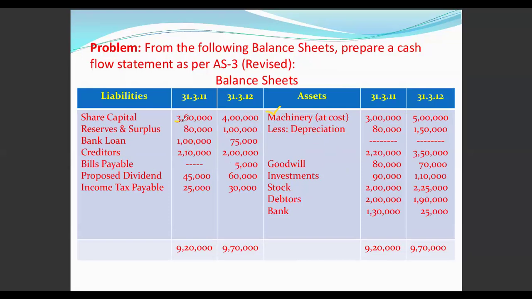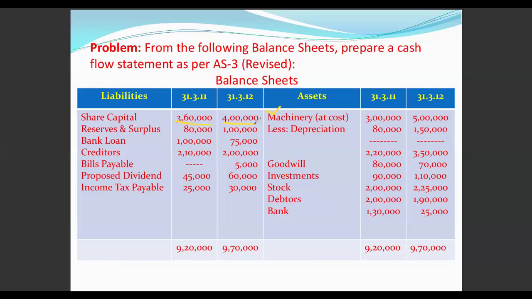So earlier the capital was 3,60,000. Now it is 4 lakh. So when the capital is increased, it means the money is received. Whatever money I had, earlier it was 3,60,000 and now it becomes 4 lakhs. So we have an inflow of cash.